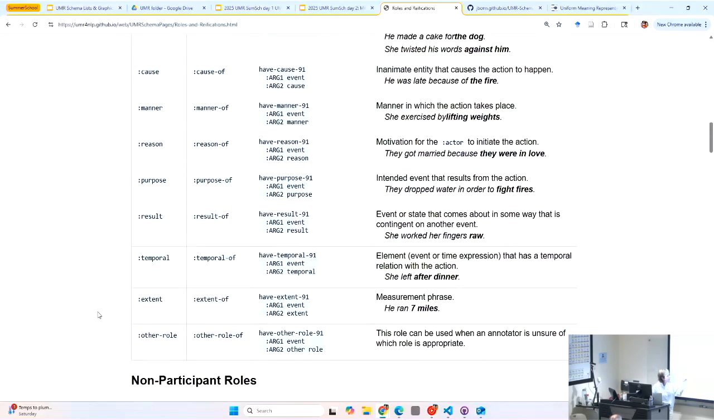Temporal, extent, and other role. So I want to note other role. In AMR we had mod. Well, we still have mod. Mod is a non-participant role, a kind of catch-all role. Other role is also a catch-all role, but it's for the participant roles. So if you have a participant that feels really central to the event, but you don't feel like any of these roles fits it, go ahead and use other role rather than mod. Does that kind of make sense?